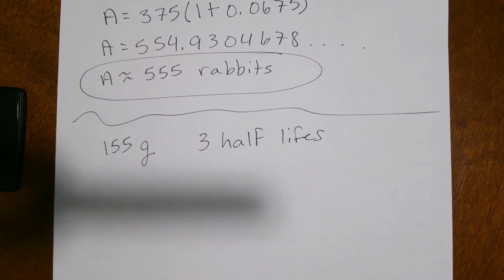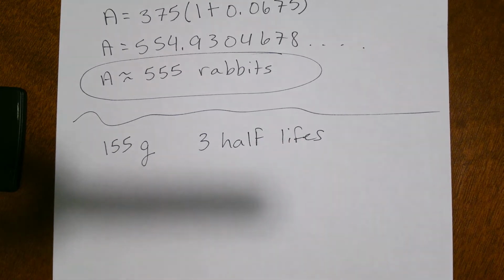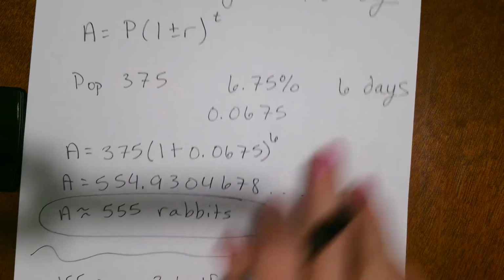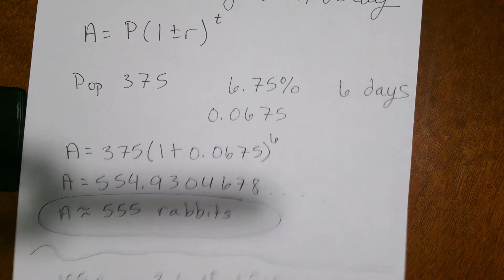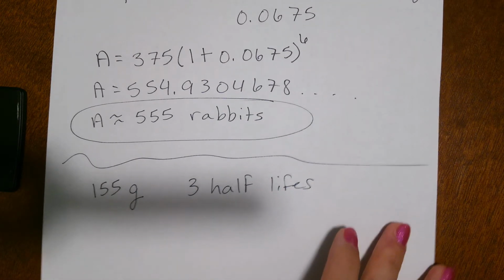Notice this problem doesn't tell me how long the half-life is. It really is irrelevant. I just know I'm talking about 3 of them. So my length of time is a half-life, whereas in the previous problem, the length of time was days. So the time will always just be relevant to your problem. This time is a half-life, so 3 of them are going to occur.